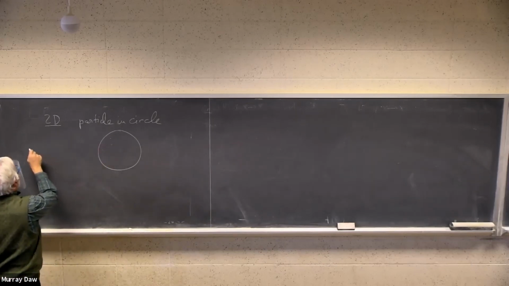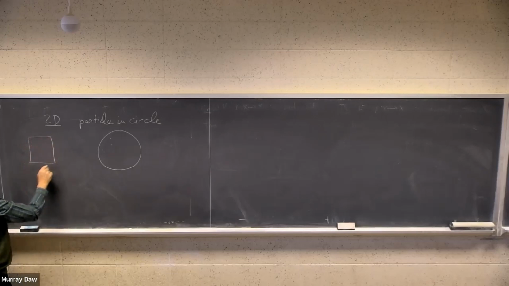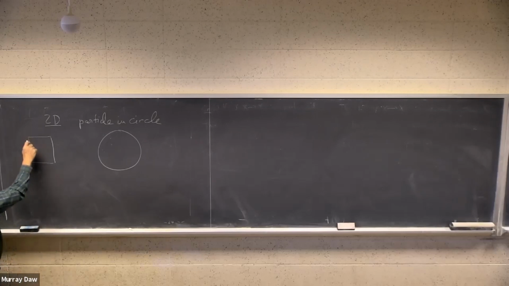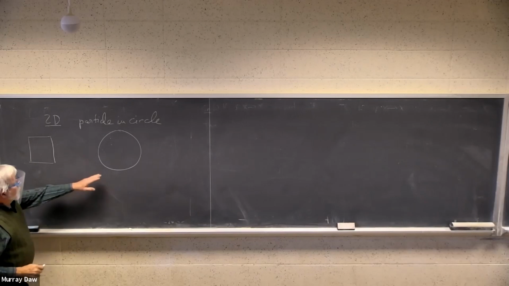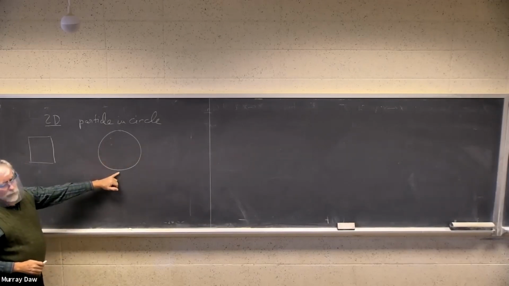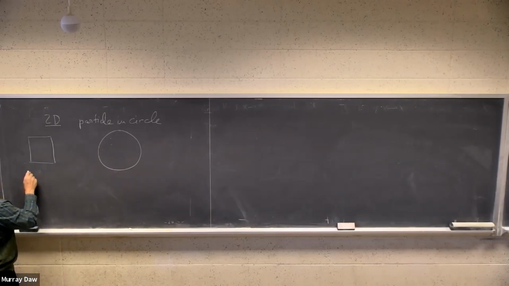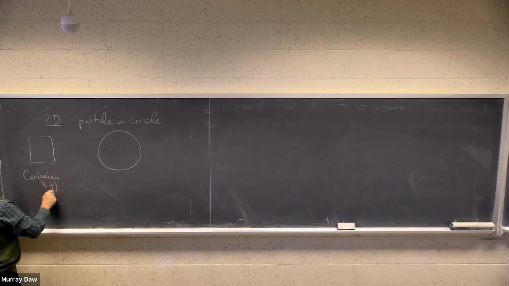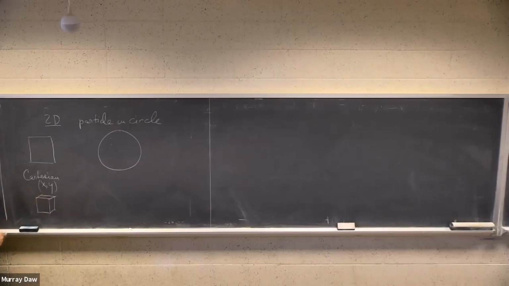When we did the particle in the square, it was natural to use Cartesian coordinates, because the potential itself has that kind of square symmetry to it. But now, when we put the particle in a circle, the Cartesian coordinate system would not be very convenient. I wrote the wave function as a function of x and y. And then when you did the cube, it's natural to continue to use the Cartesian coordinate system.